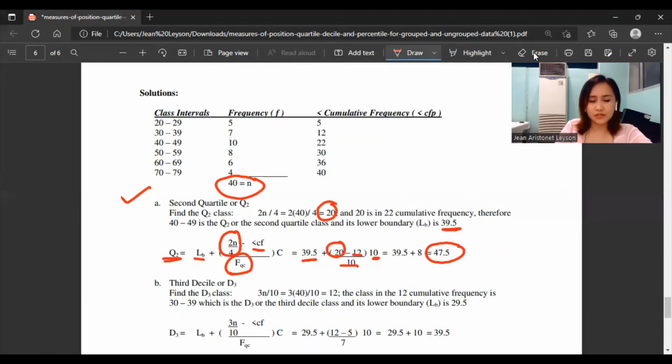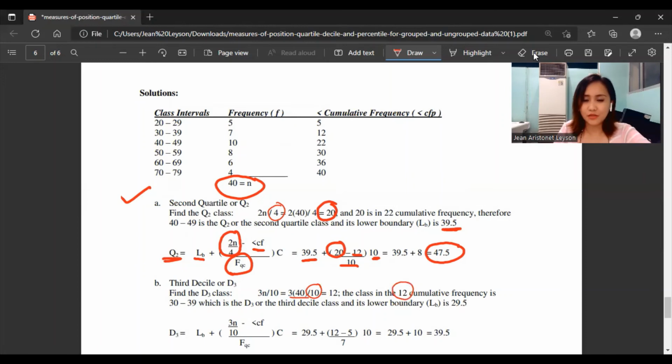Here is another example. Letter B, solve for the third decile or D sub 3. To find the D sub 3 class, again, still the same formula, but substitute this number right here with 3, because we are looking for the third decile. Still times n, the total number of data in our distribution, dividing it by 10, since for decile there are 10 equal parts in the distribution. Earlier we had 4 because that was for quartile. This time we have 10. So simplifying, we got 12.